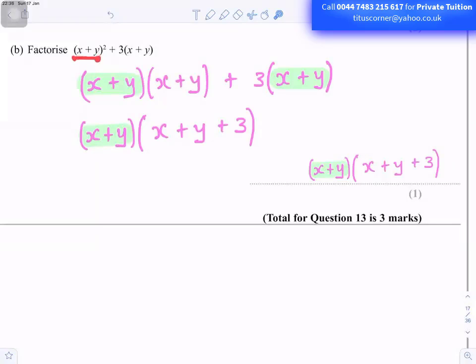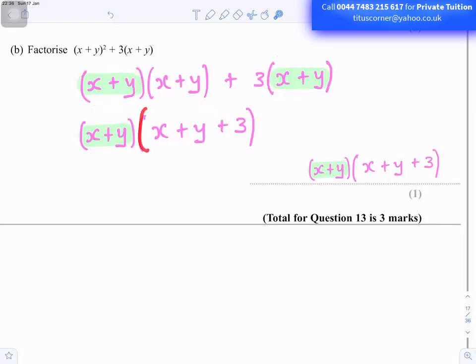Factorize x plus y squared plus 3 bracket x plus y. So we can write x plus y squared. There's two of them, so write it twice: x plus y times x plus y, plus 3 bracket x plus y. We look at the left term and the right term. We see that x plus y is common. I've colored it in green. X plus y is found in both of them. So we take x plus y out of the bracket.